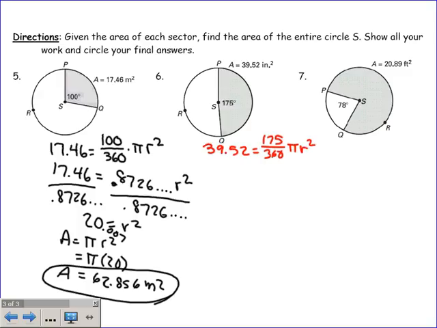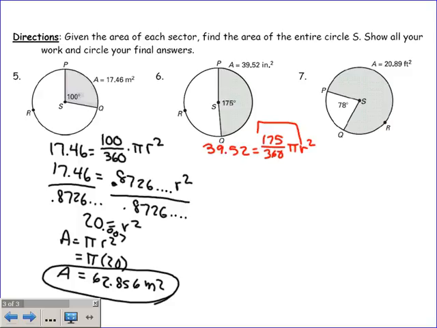Sounds perfect to me. Pi r squared. Okay, so the first step is I'm going to multiply these guys here. 175 over 360 times pi. So 175 divided by 360 is going to give me somewhere around 0.48611. So I'm going to just keep that whole number in my calculator.